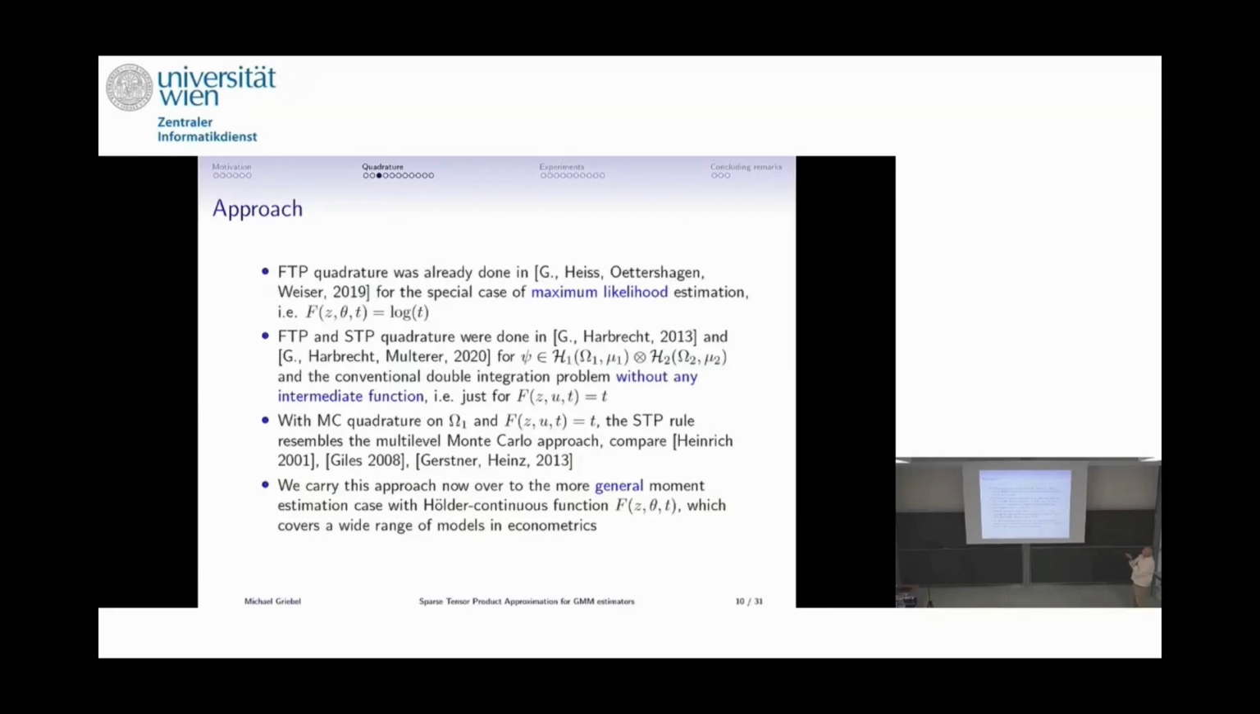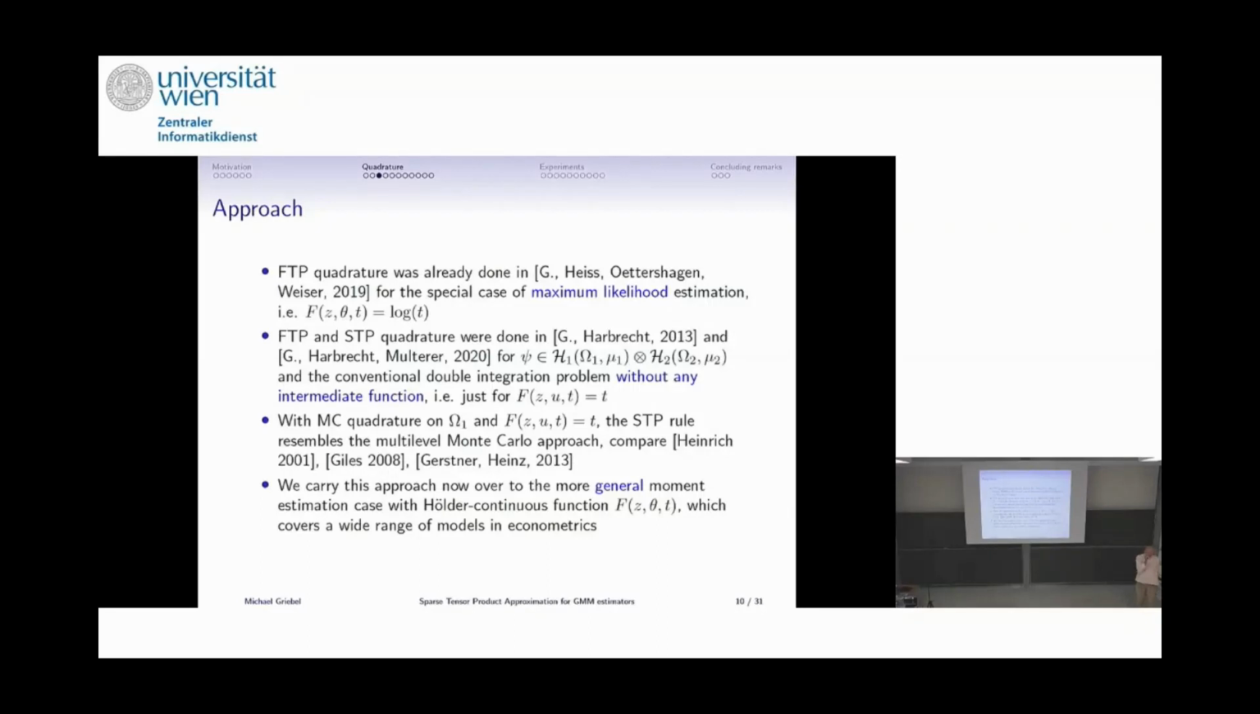for the special case of maximum likelihood, for f equal a logarithm of t, in an older paper. And the FTP and STP were done in another paper just recently, but just for the very simple case, which is not relevant, namely that this is the identity. This is just a double integral, and then we are back to normal. We can apply sparse grids, multi-level, Monte Carlo, higher order, whatever you want.